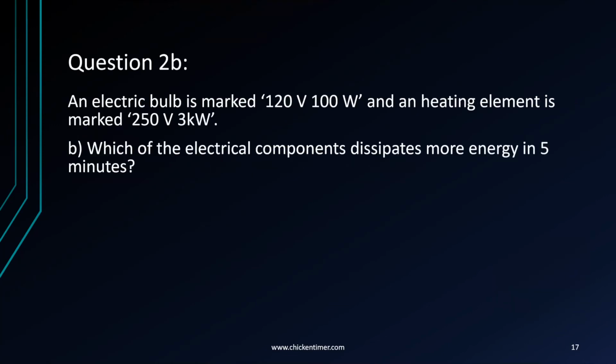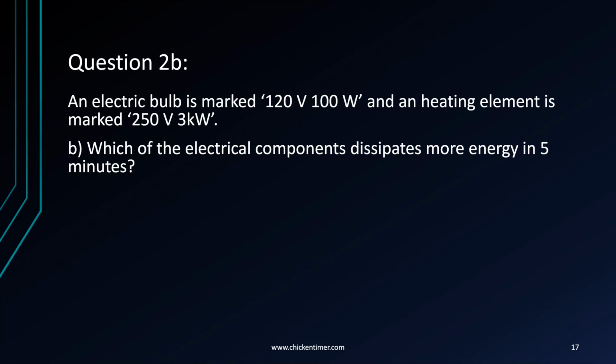Now they ask, which of the electrical components dissipate more heat in 5 minutes? It's quite obvious. If it's an MCQ question, you could just use your calculator and get the figure, or you don't even need the calculator. It's quite obvious, so you can choose the answer. But because now this is a structured question, you would have to provide working. So you are likely required to find out how much energy the light bulb uses and how much energy the heater uses.